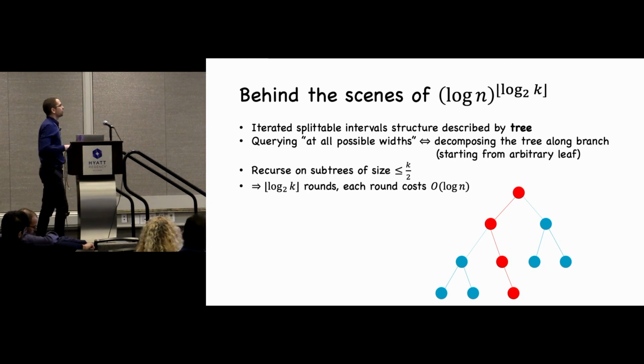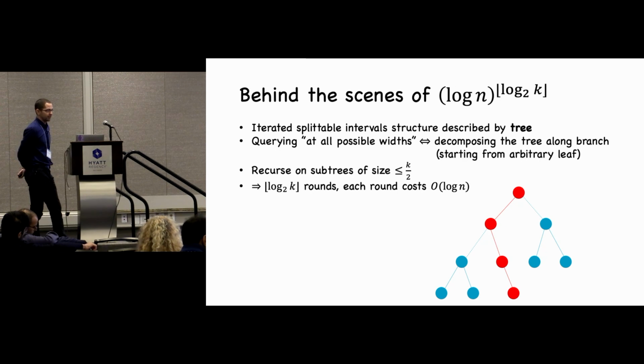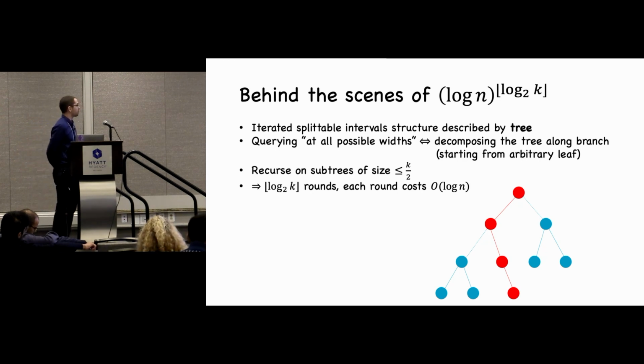So you need to do log k rounds in order to cover the whole tree, and each round costs log n queries multiplicatively. So you need log n to the log k queries. This is basically a rough description of the algorithm and why it gives log n to the log k.